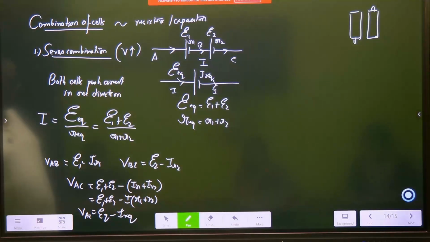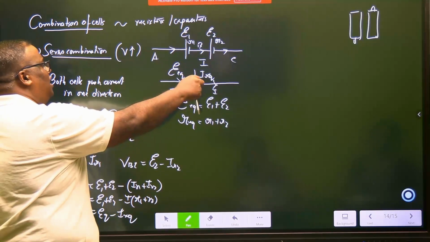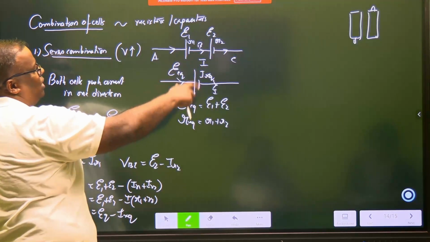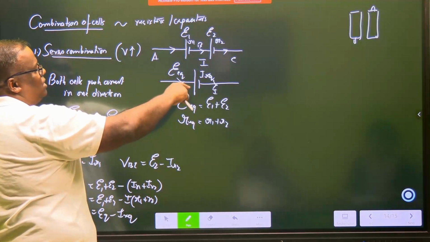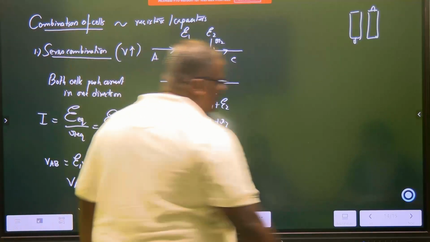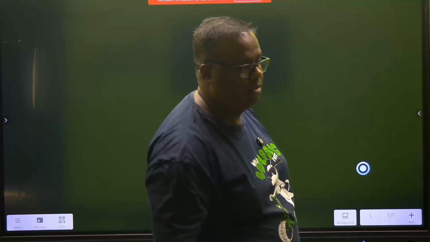Did you understand? It's the same thing. It's one cell whose EMF is now E equivalent, internal resistance is R equivalent. So the voltage you are going to get is V is equal to E equivalent minus I R equivalent. Now let's see parallel.